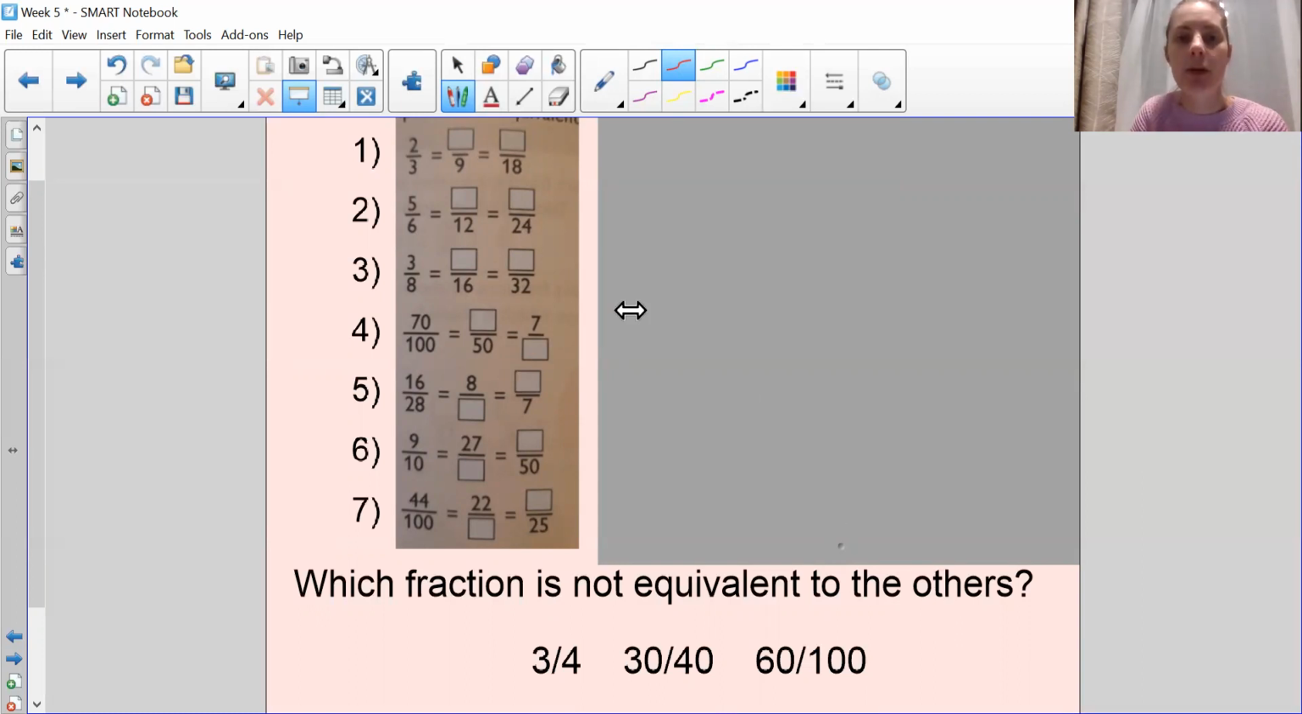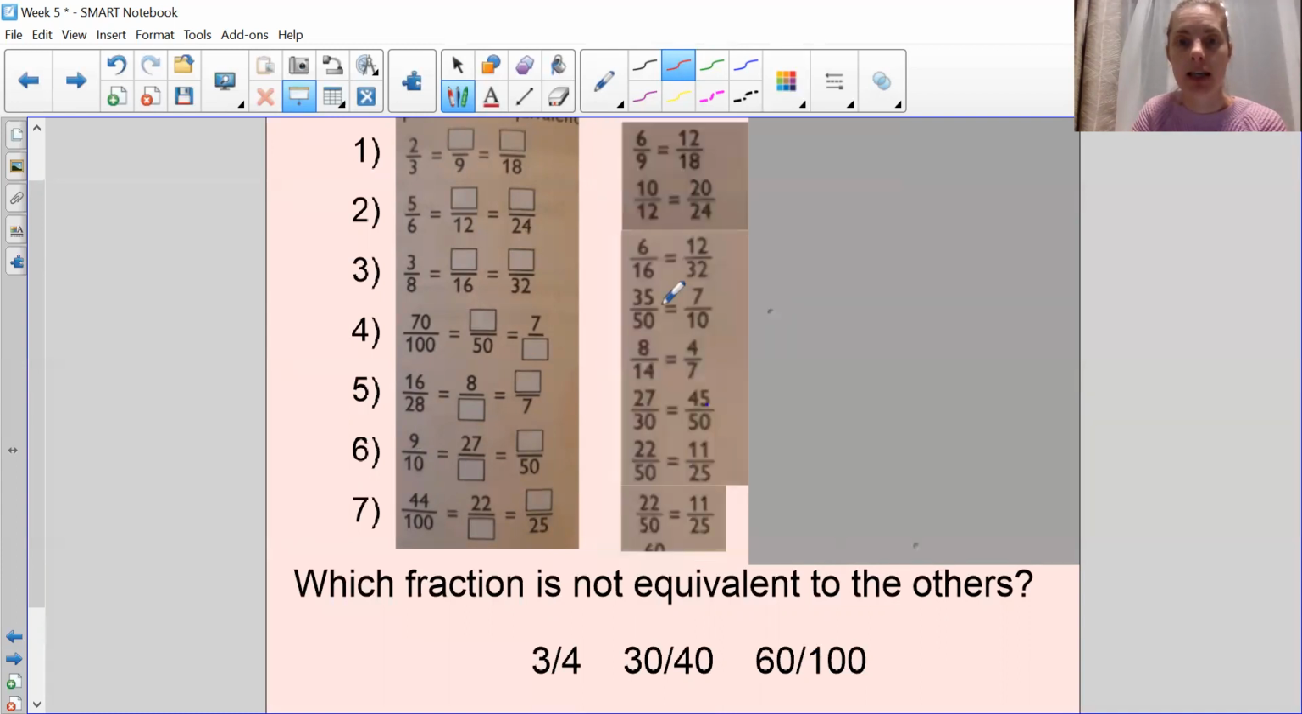Fantastic, guys. I really hope that made some sense and you really enjoyed working out the equivalent fractions. Here are the answers. So you would have said 2 times 3 gives me 6. And then you could have gone 3 times what gives you 18, which is times it by 6, so you would have gone 2 times 6, which is 12. You could also have said 9 times 2 is 18, so 6 times 2 is going to be 12.